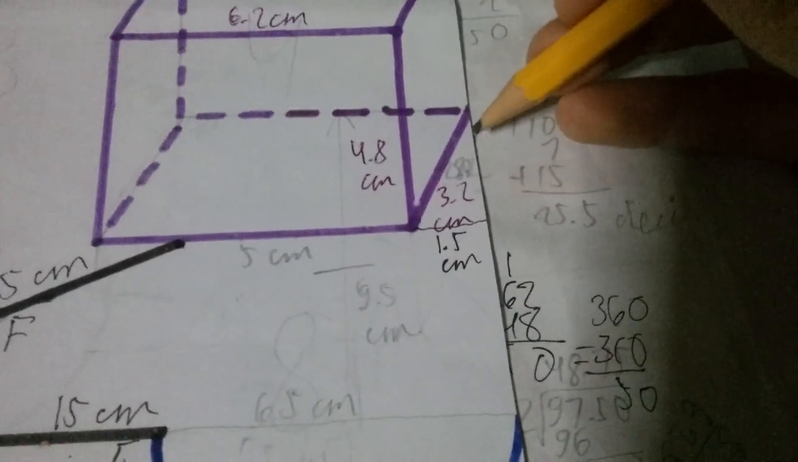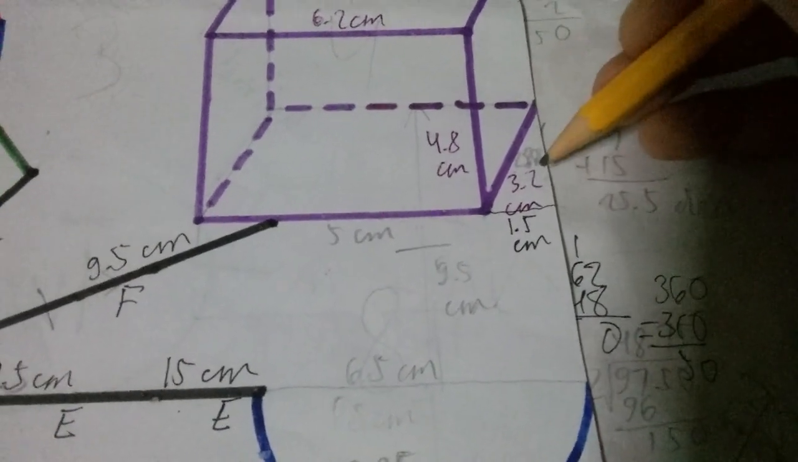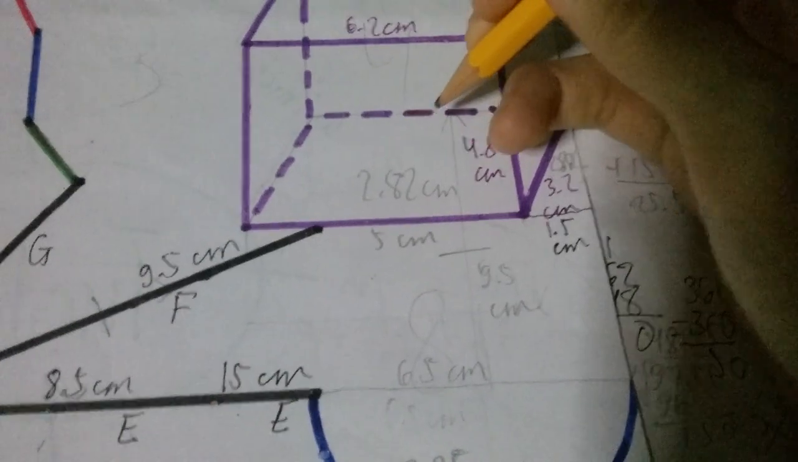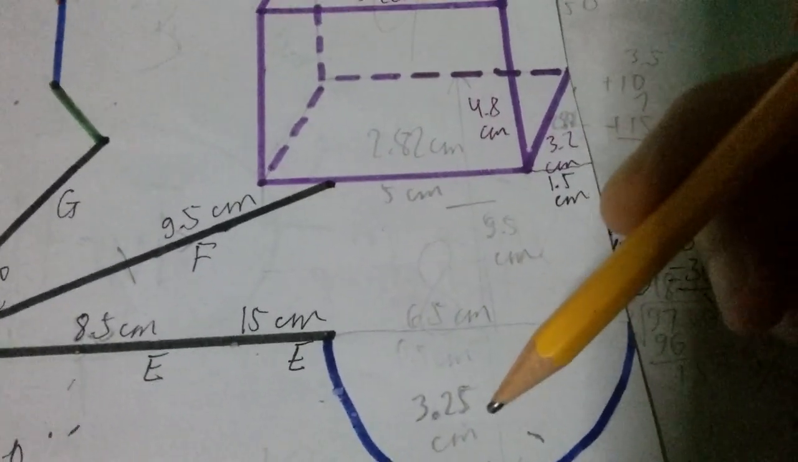Now we got 2.82 here. This is 2.82, right? 2.82 cm. And then this here is 3.25. Let's sum this up together. So 2.82 plus 3.25. 7, 10, 6. 6.07.